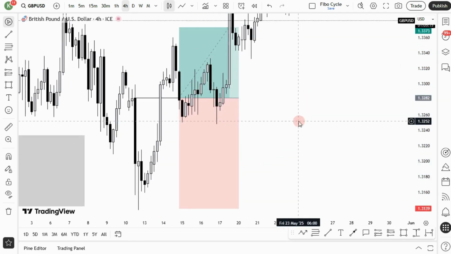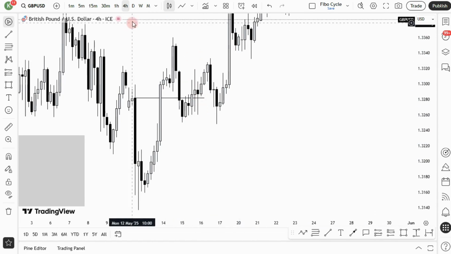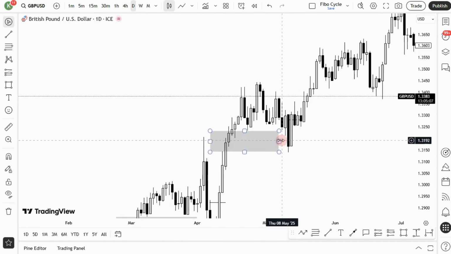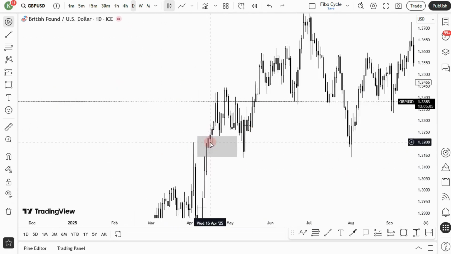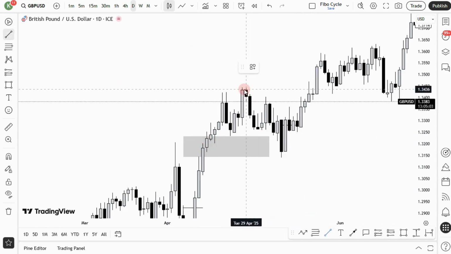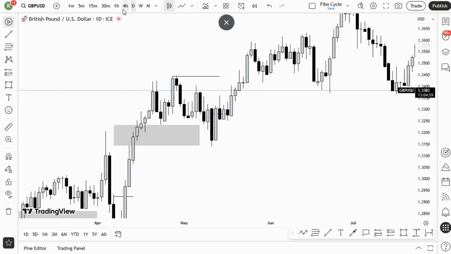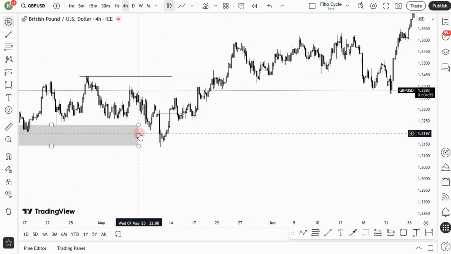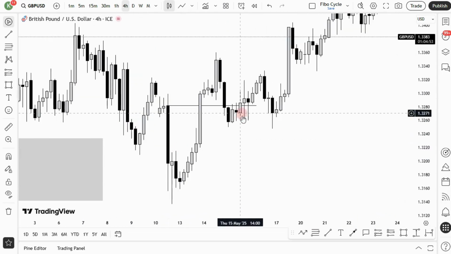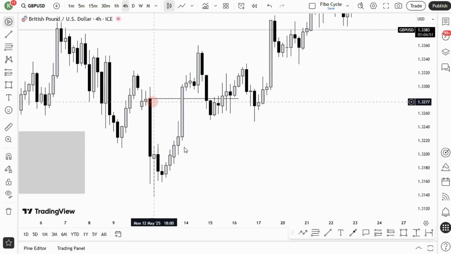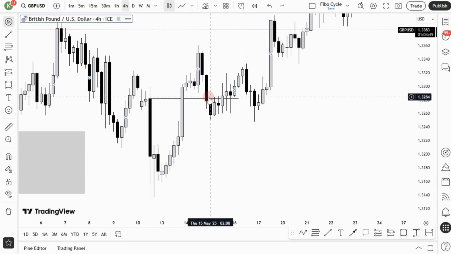Before taking an entry, we always have to see where is our draw on liquidity. Based on this, this is our weekly fair value gap, right? So this right here is our draw. This is our draw on liquidity. So when we scale back down to H4, the price broke this high, so we have an entry here. We can place a buy order over here.